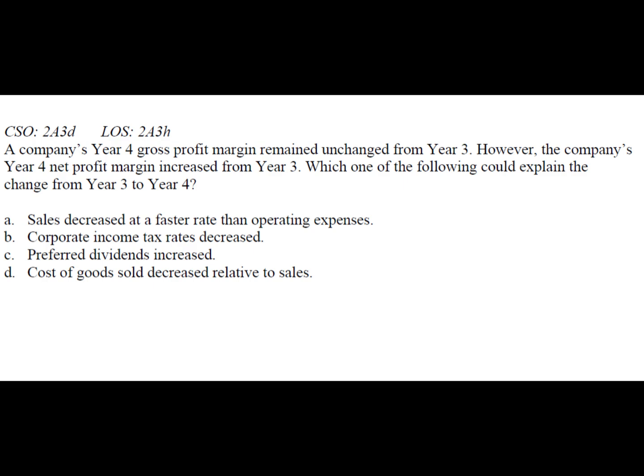Key takeaway, gross profit margin depends only on sales and COGS, while net profit margin reflects all expenses, including taxes. A reduction in corporate income tax rates increases net income without affecting gross profit, making choice B the correct explanation.